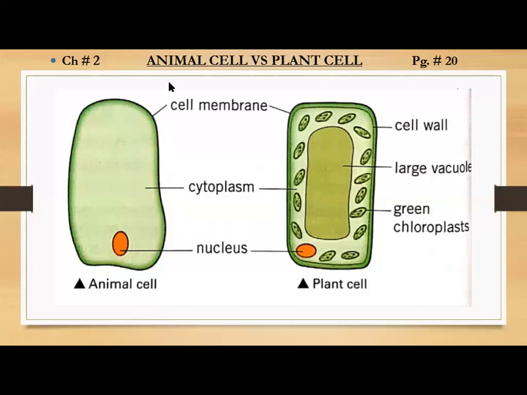And the plant cells have a large vacuole, while animal cells have some smaller vacuoles. The function of the vacuole is to collect all the waste materials from the cell so they can be removed from the cell. Also, in plant cells, you can see these green pigments. These are so-called chloroplasts, and the function of the chloroplasts is to prepare food for the plant.